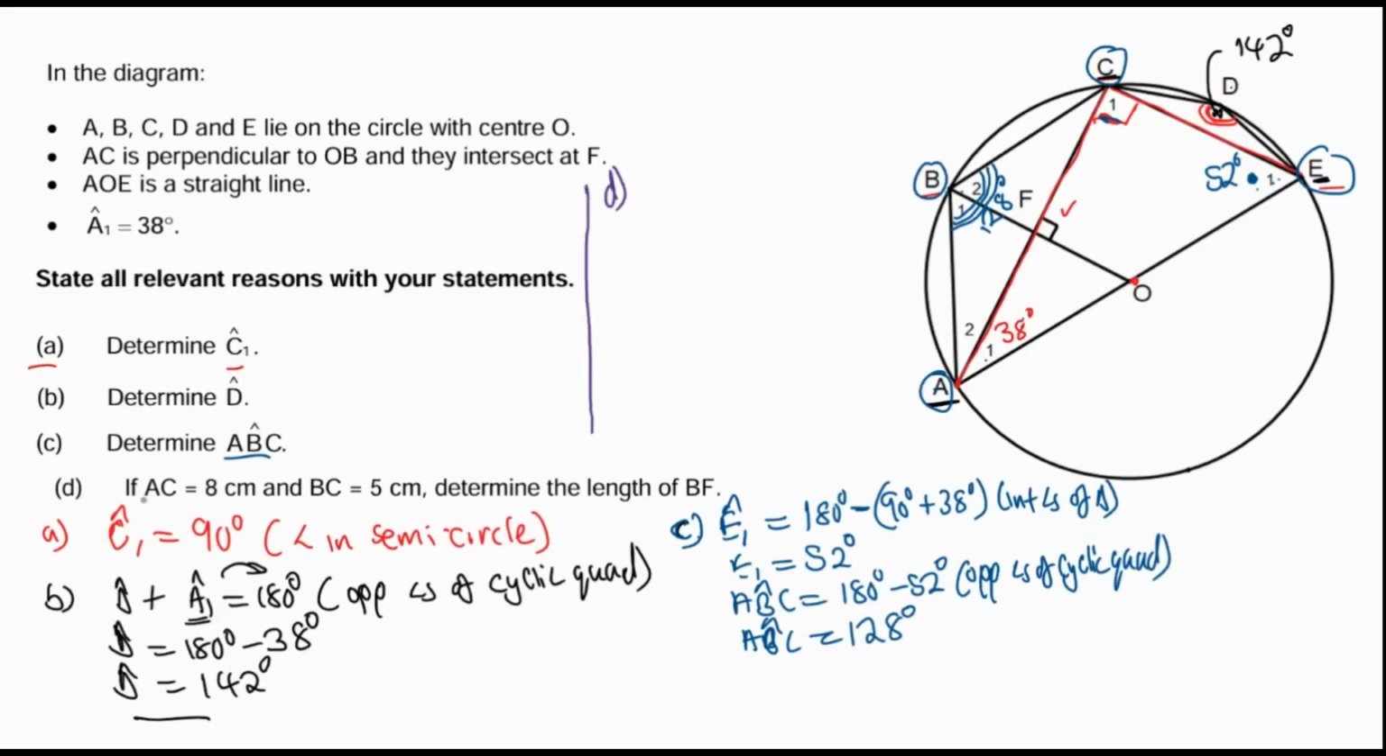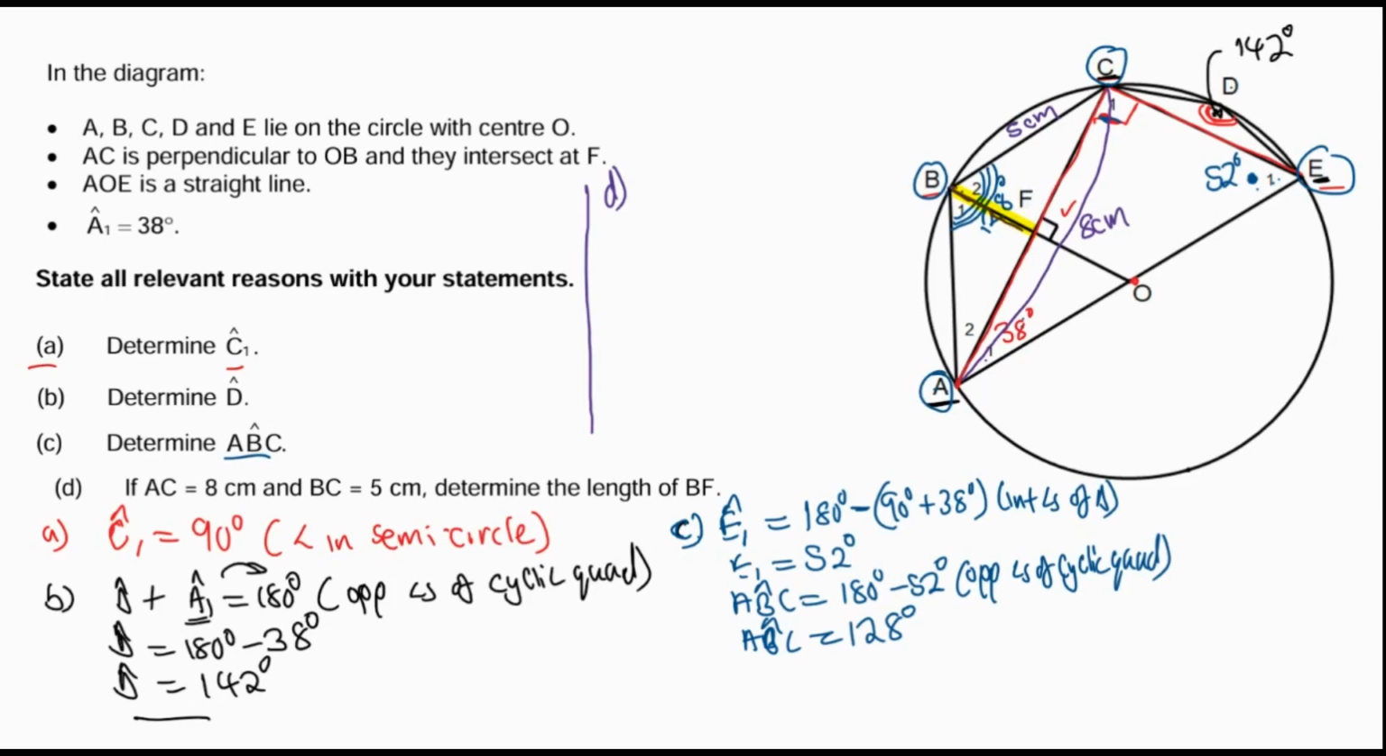Let's try to do D. Let's use this space here. If AC is 8 centimeters, this whole AC is 8 centimeters, and BC is 5 centimeters. This is 5 centimeters. Determine the length of BF. We want this length here. Let me just highlight it. We want this length here, BF. And you can see that BFC is a right angle triangle. BFC is a right angle triangle. So we can use the Pythagoras theorem to find BF.